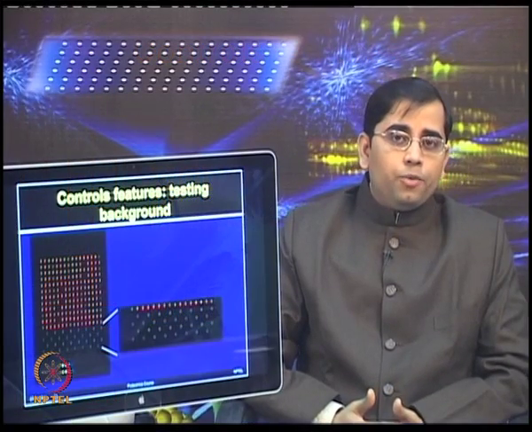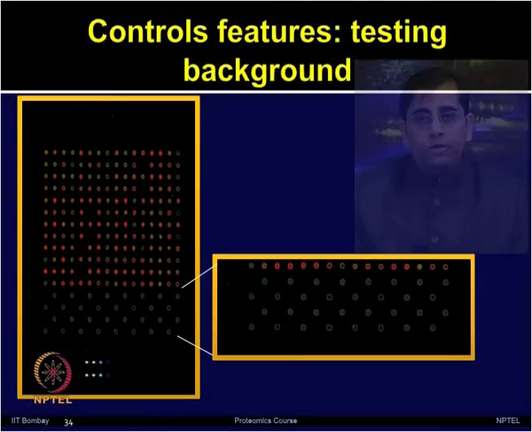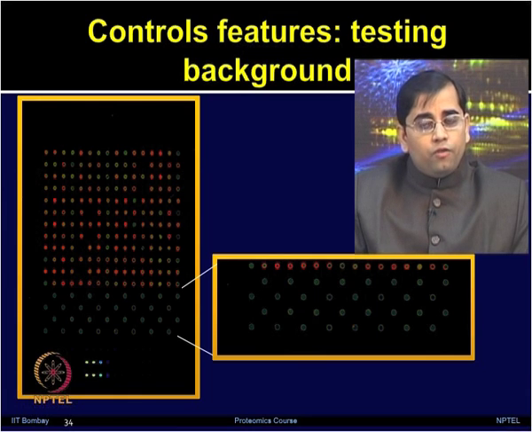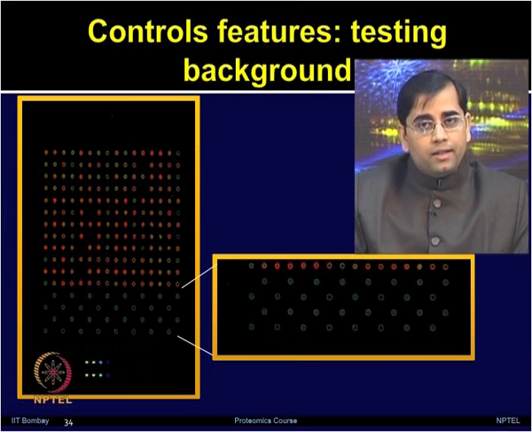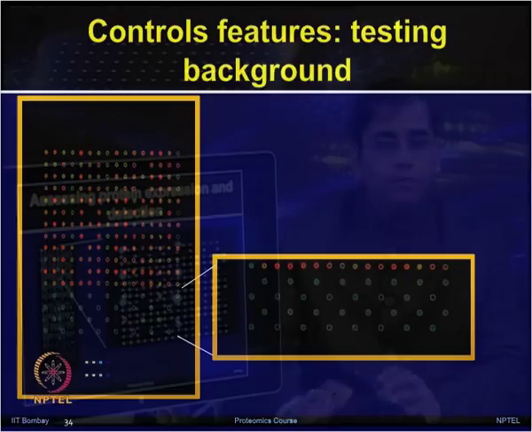Now, to test the background, you need to have certain control features. Since we are talking about NAPPA arrays, we are talking about clones containing the GST tag. So, it will be a good idea to have different spots with the GST alone. You can have the purified GST in a dilution series, so that you can use that for the calculation of protein expression later on.